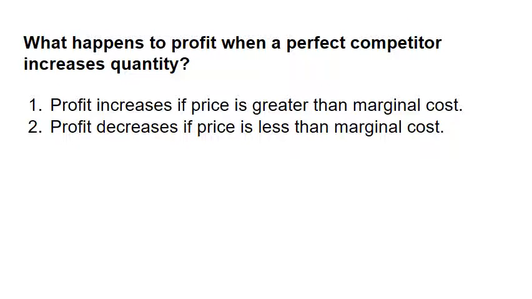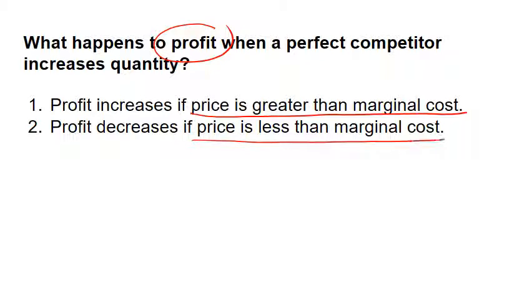Now, what happens to profit when a perfect competitor increases quantity? We saw in the last table that sometimes profit rises, sometimes falls. Well, when does it rise? When does it fall? Profit increases if price is greater than marginal cost. Profit decreases if price is less than marginal cost. Let's show this with the table we just created.